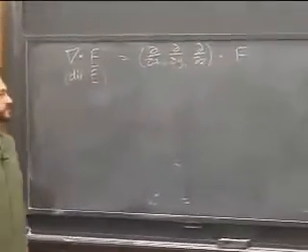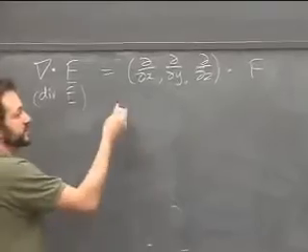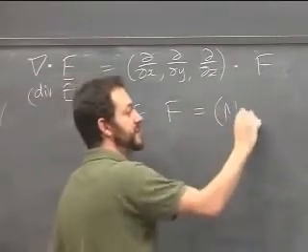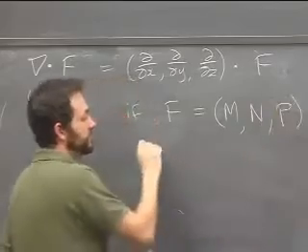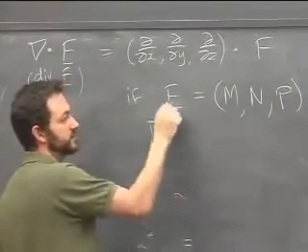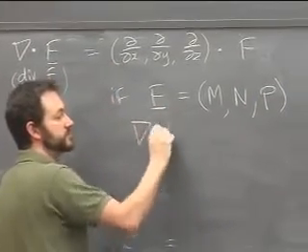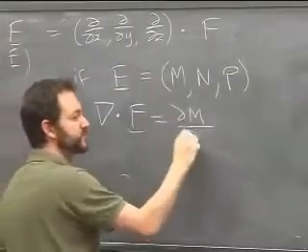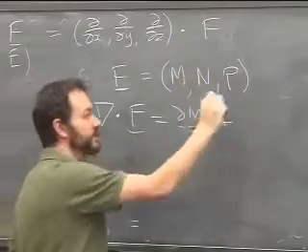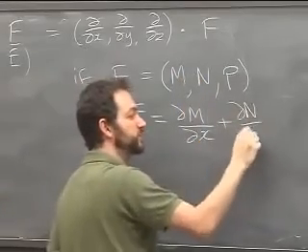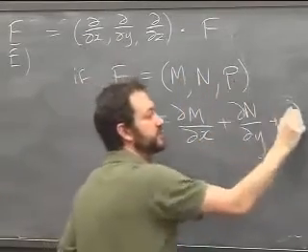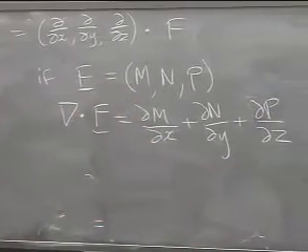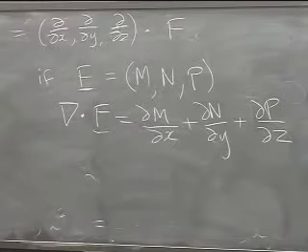Much easier to take. So in some sense, if F is the vector field, say M N P, then the divergence of F is just you take the x coordinate and differentiate it with respect to x, the y coordinate and differentiate that with respect to y, the z coordinate and differentiate that with respect to z and add them up. Sort of weird. It's not the same as grad.